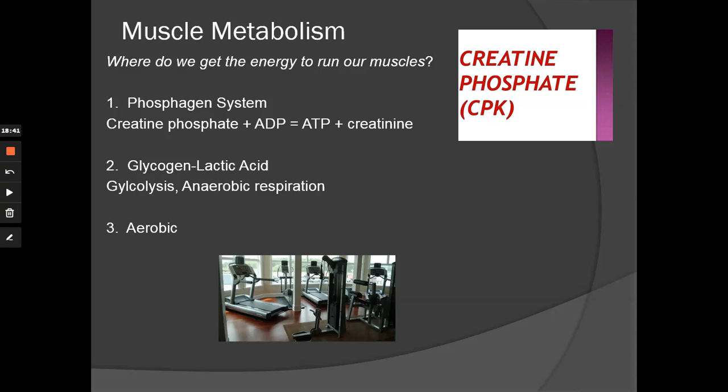Where does the electron transport chain occur? Do you remember? It occurs at the cristae of the mitochondrion. So thankful to our mitochondrion that we can produce the vast majority of all of our ATP. And we're using those high energy electrons in order to make that ATP. So in most activities that are going to last more than 5 to 10 minutes, aerobic is going to kick in, and it provides us with the most amount of ATP.